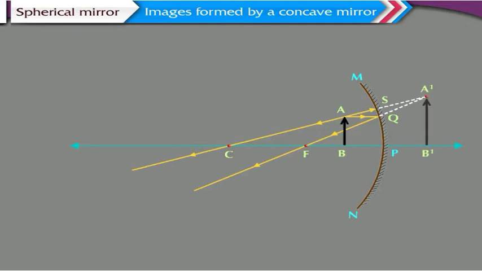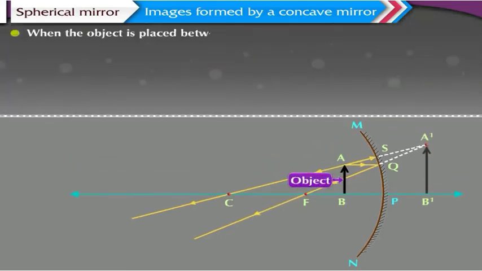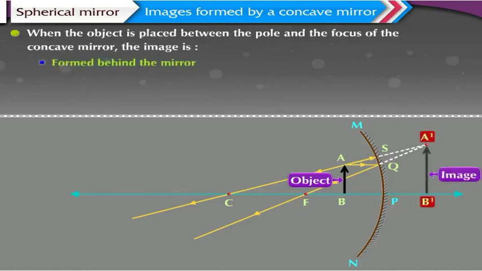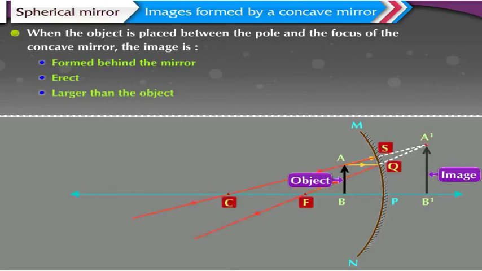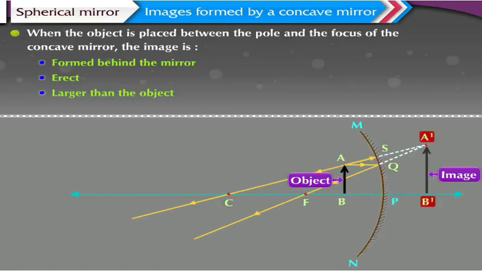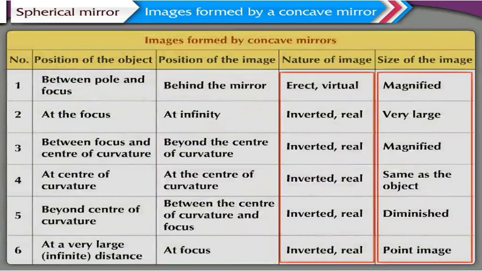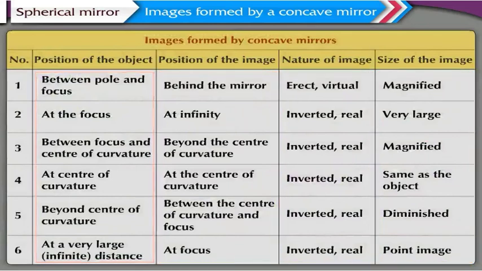From this, we see that when the object is placed between the pole and the focus of the concave mirror, the image is formed behind the mirror. The image is erect and larger than the object. As the reflected rays do not actually meet but appear to come together behind the mirror, the image is a virtual image. The position and type of the image produced by a concave mirror when an object is placed at different distances from it are given in the table.